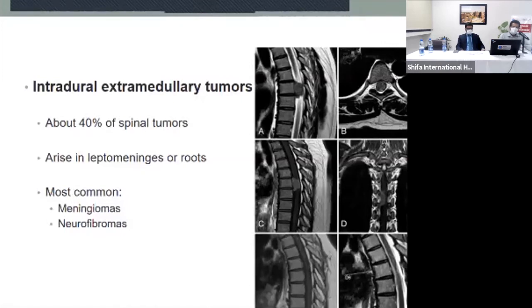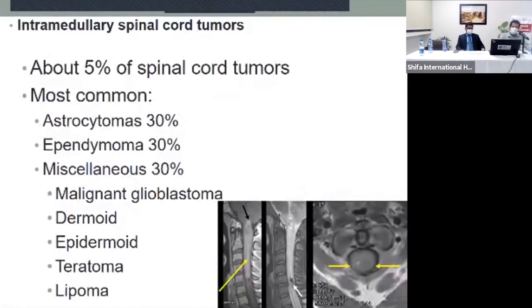These constitute 40% of the spinal tumors, arise in leptomeninges and roots, and most common are the neurofibromas and the meningiomas. The rest of the 5% are constituted by the intramedullary spinal tumors, most common being astrocytomas, ependymomas, and then there are the rest of the tumors.